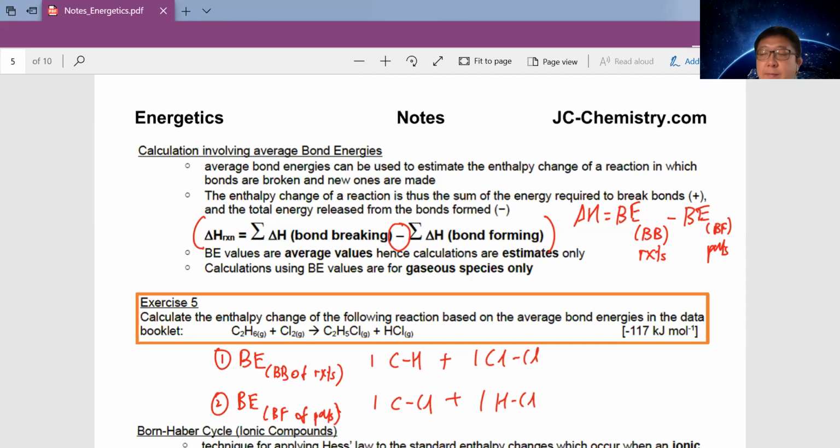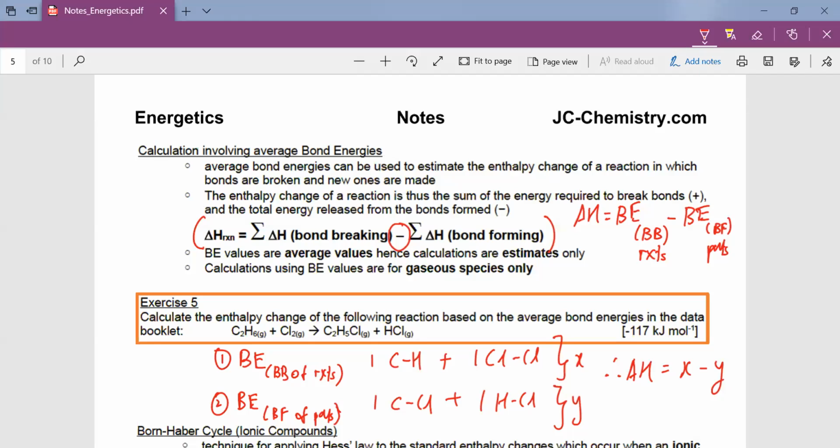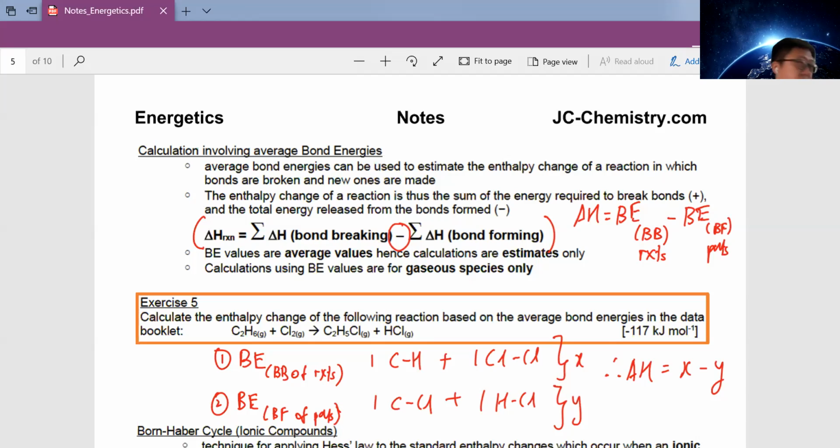Now you take your data booklet. I think you should be able to find these 2 values, add them up together, you get your X. These 2 values, you add, your Y. So your enthalpy is just X minus Y. Don't forget the sign. Okay, you get the answer.